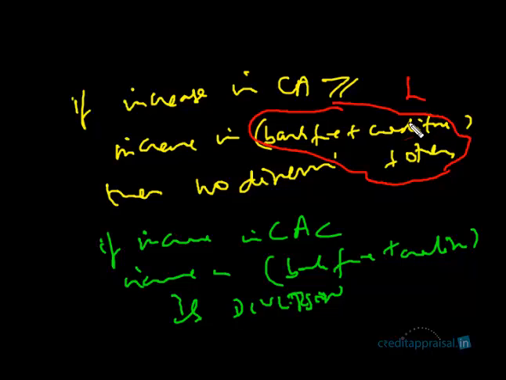Because the source of fund is a liability, and not just any type of liability, these are current liabilities, isn't it? What are all these? All these are current liabilities: the bank finance, creditors and the other current liabilities, right? So what essentially we're saying is, if the increase in current assets is greater than the increase in current liabilities, there is no diversion of funds, right?